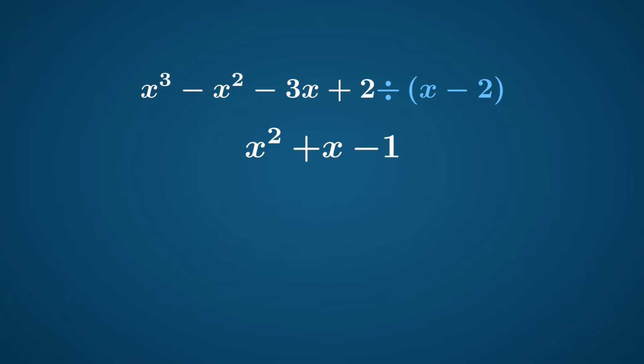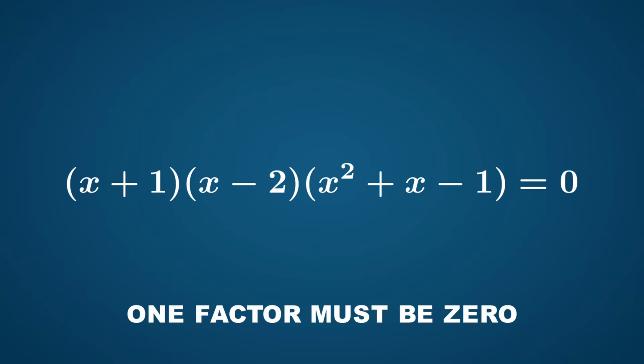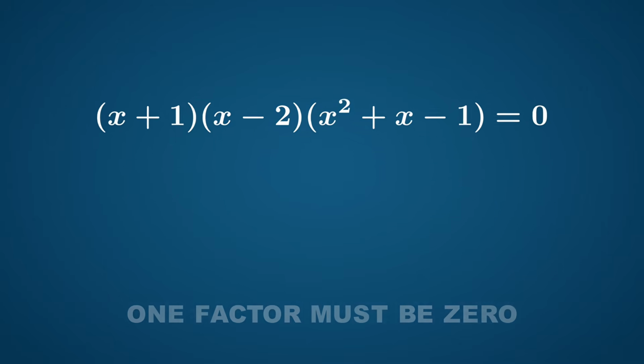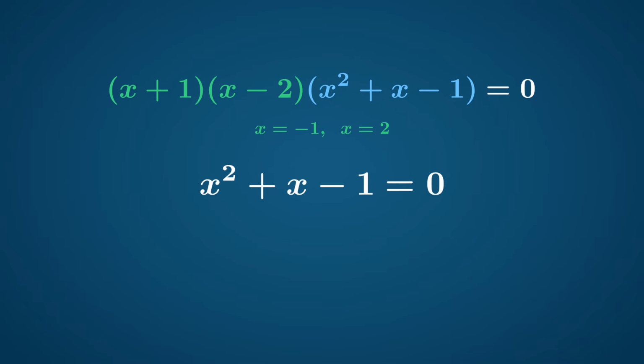This quotient is the quadratic x squared plus x minus 1, so the quartic splits into x plus 1, x minus 2, and that quadratic product is 0 exactly when one of its factors is 0. The first two factors return the roots minus 1 and 2. The quadratic x squared plus x minus 1 calls for the quadratic formula.